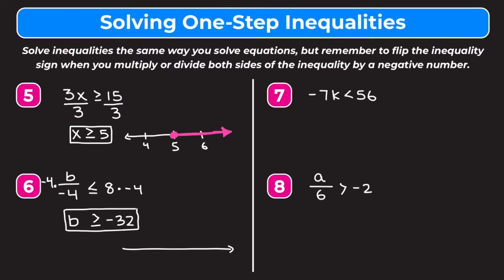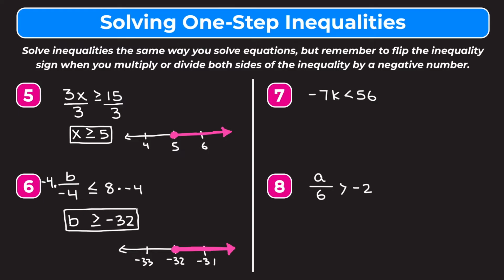And now I'm just going to graph this quickly. So I'll have negative 32, negative 33, and negative 31. b can equal negative 32, so I'll put a shaded circle on negative 32, and it can be anything greater than or equal, so I'm going to shade to the right. So that's how we shade that answer.